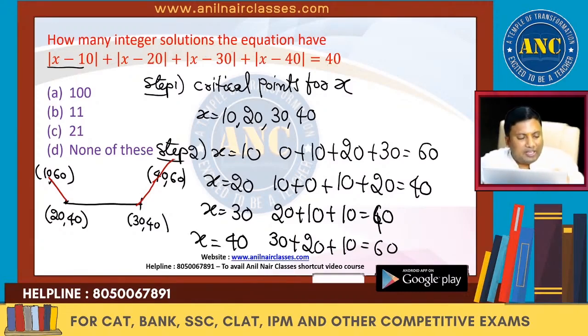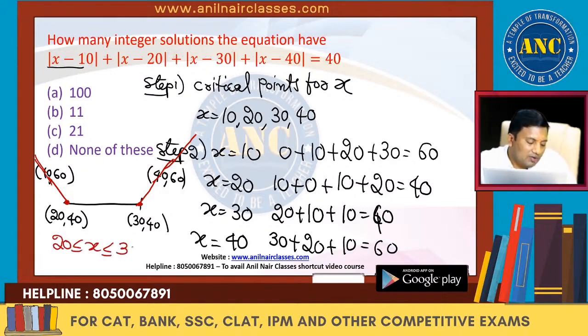If x is 50, 50 minus 10 is 40, 50 minus 20 is 30, and the rest add up, so the total is 100 and it is growing. So the values remain positive and the graph keeps growing. That means from x value 20 to 30, all of them are giving me y value 40.